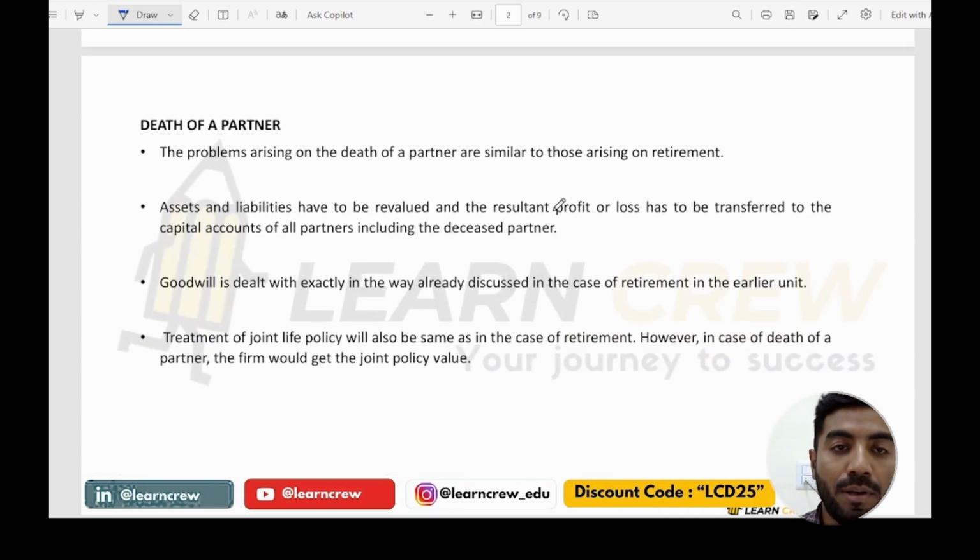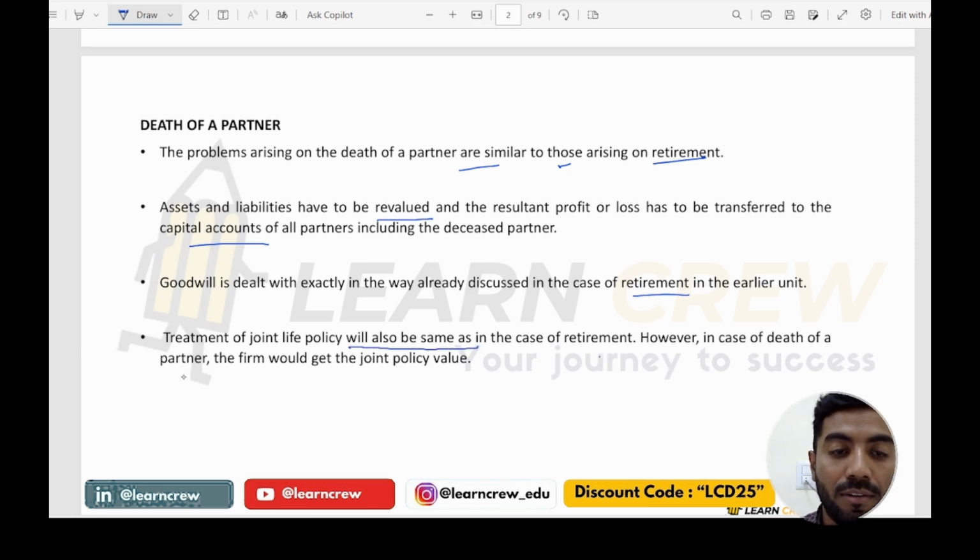Here, the problems arising on death of a partner are similar to those arising on retirement. Retirement and death are more or less similar. There are a few changes, we'll look into that at the time. Assets and liabilities have to be revalued, the same, and the resultant profit or loss transferred to the partners' capital accounts. Goodwill is dealt with exactly in the way already discussed in case of retirement. Treatment of joint life policy will also be the same as in case of retirement.